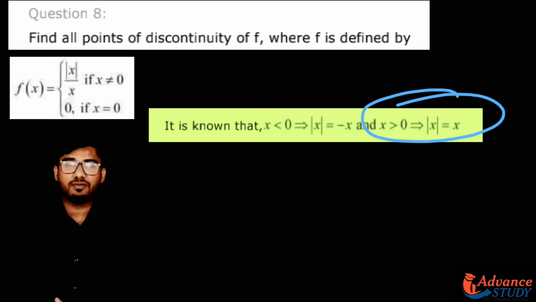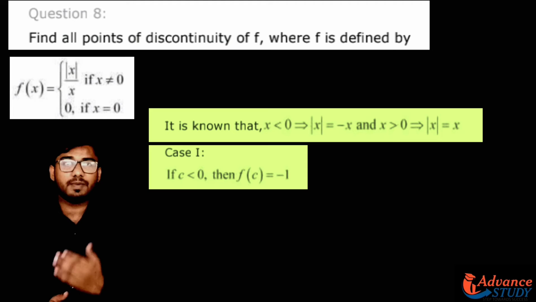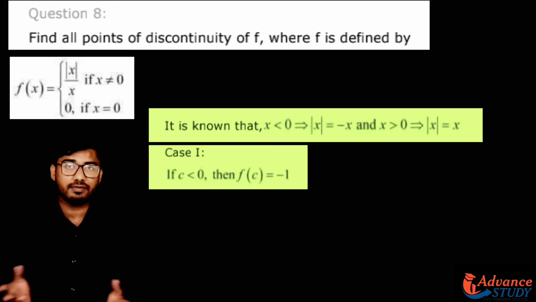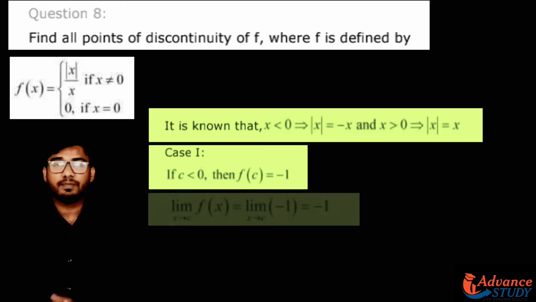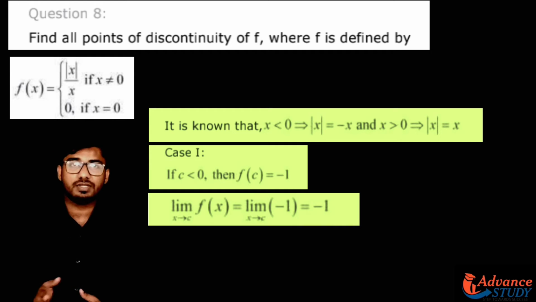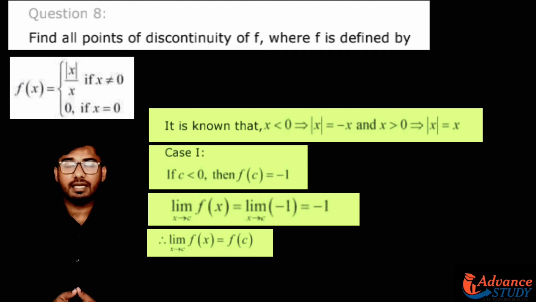So in case 1, let c be less than 0, then f(c) is equal to minus 1. Because minus x by x is equal to minus 1, as x cancels with x, it becomes minus 1. So limit x tends to c, f(x) is equal to limit x tends to c of minus 1, the answer will become minus 1. So limit x tends to c, f(x) is equal to f(c), that is a continuous function.